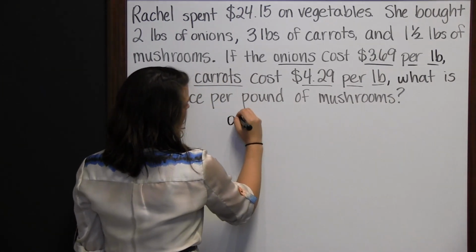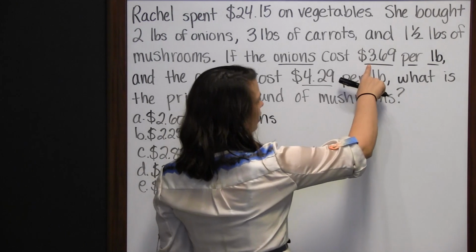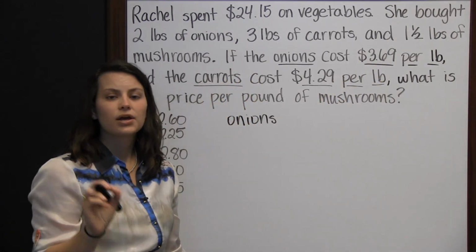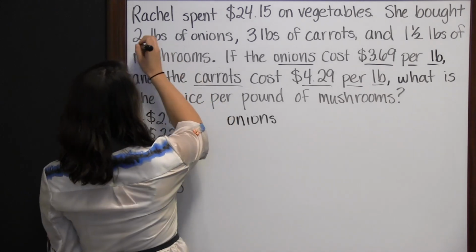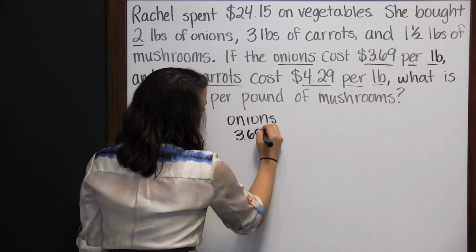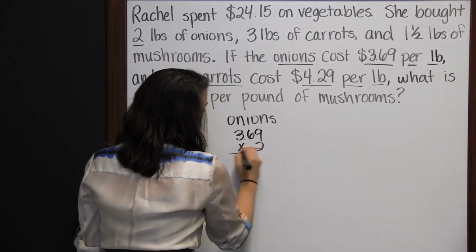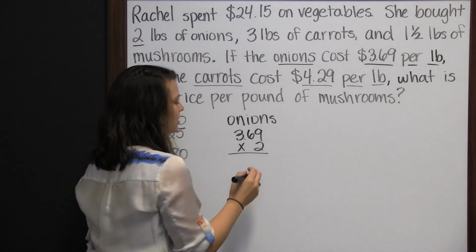So let's start with the onions. Those onions cost $3.69 for every pound that's purchased. And she purchased 2 pounds. So we need to multiply $3.69 times 2 to find the total amount of money spent on onions.